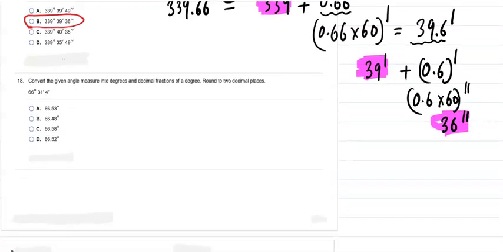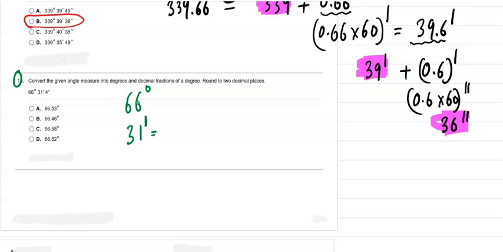All right. Question number 18. This is degrees, minutes, and seconds. You have to change this into degrees. So this is kind of a reverse process. 66 degrees is already in degrees, so let's change 31 minutes to degrees.